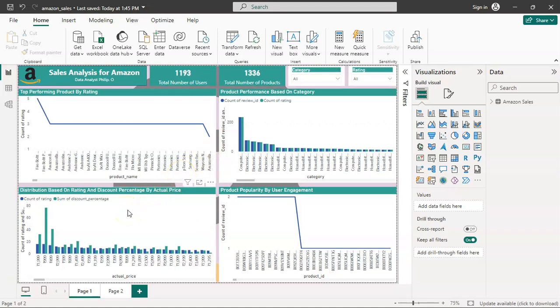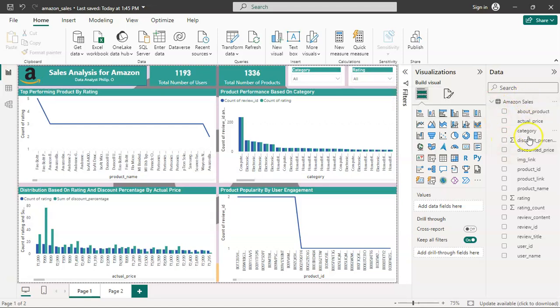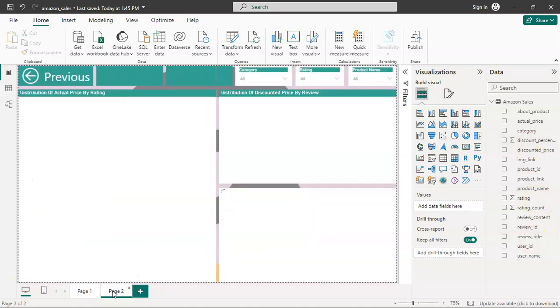Below that is the distribution based on rating and discount percentage by actual price. The next chart is the product popularity by user engagement. All these charts are derived from the data set, and you can see the data set here. We can see some charts from the next page also.